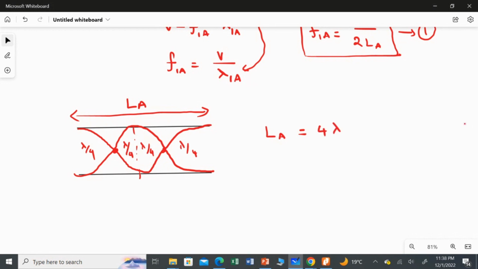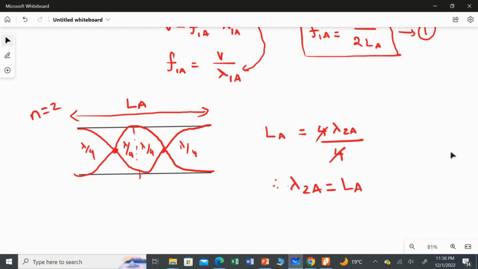This is the second harmonic, n is equal to 2, right? So I can write 4 lambda 2a over 4, right? So by that we can cancel this. Therefore lambda 2a is equal to LA.